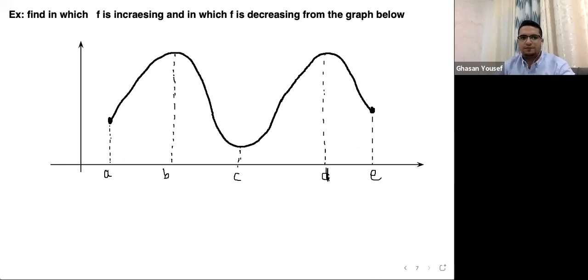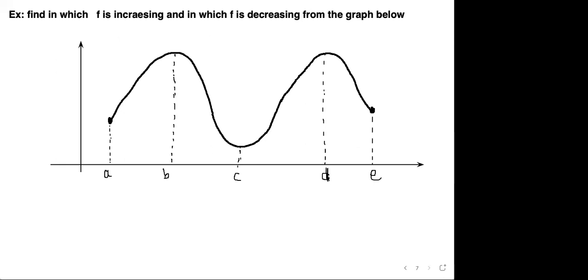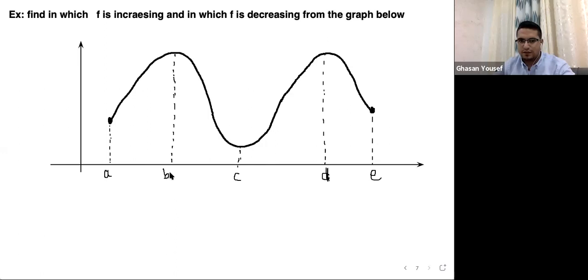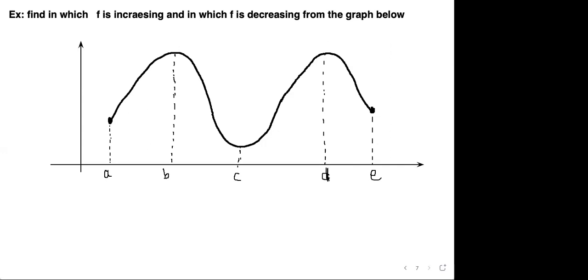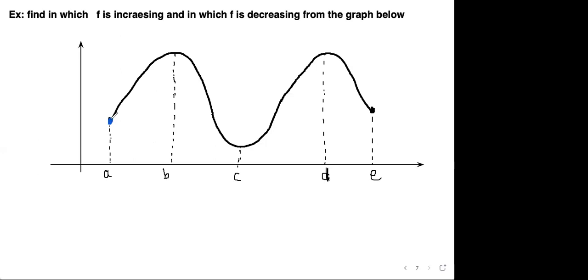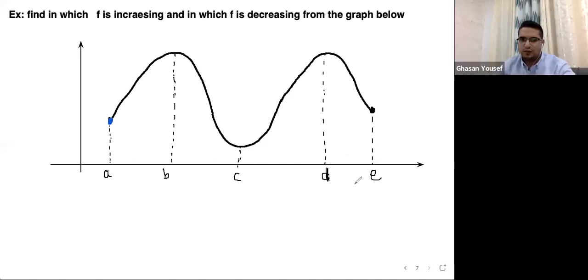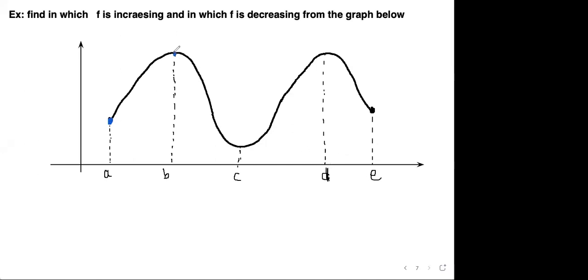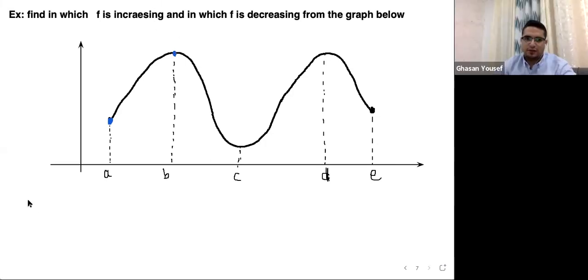Who will do this one? I would say f is increasing in the interval from A to B, and it would be decreasing in the interval from B to C. And what is increasing again? C to D, exactly. And what about D to E? It's decreasing. Decreasing, correct.